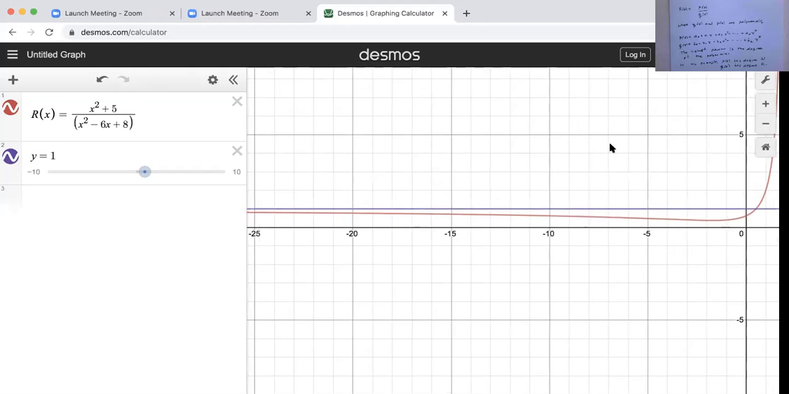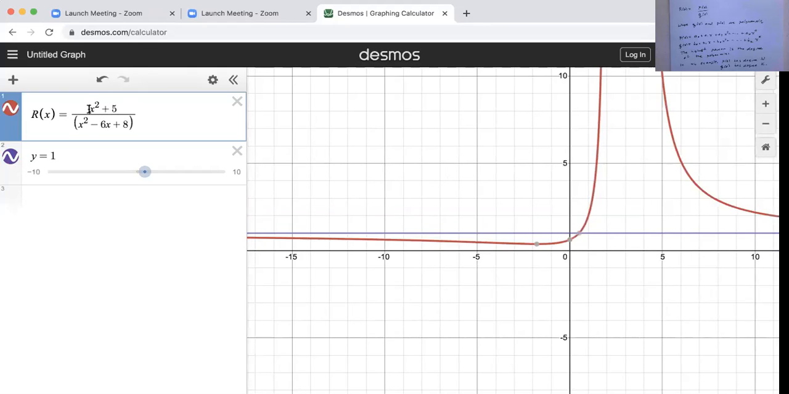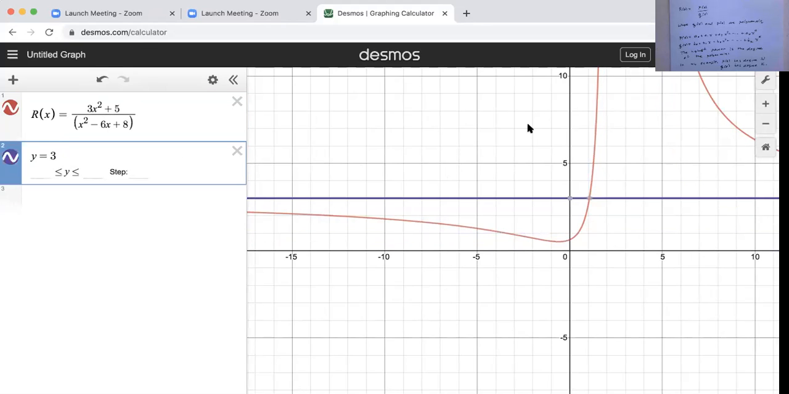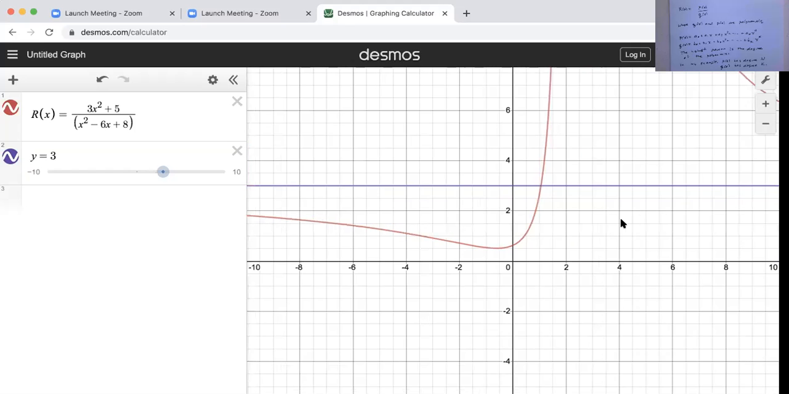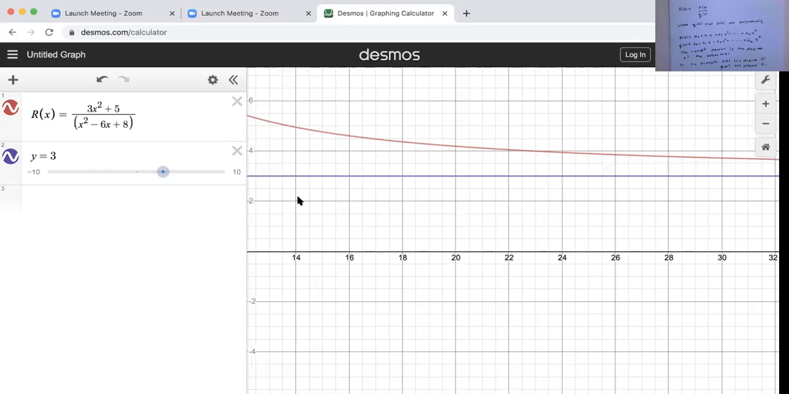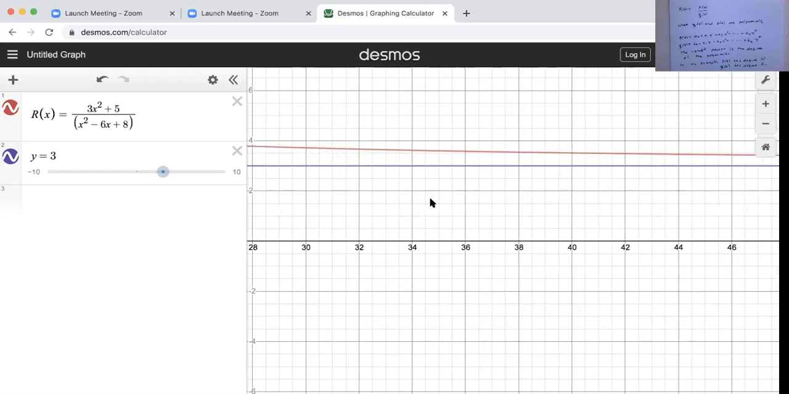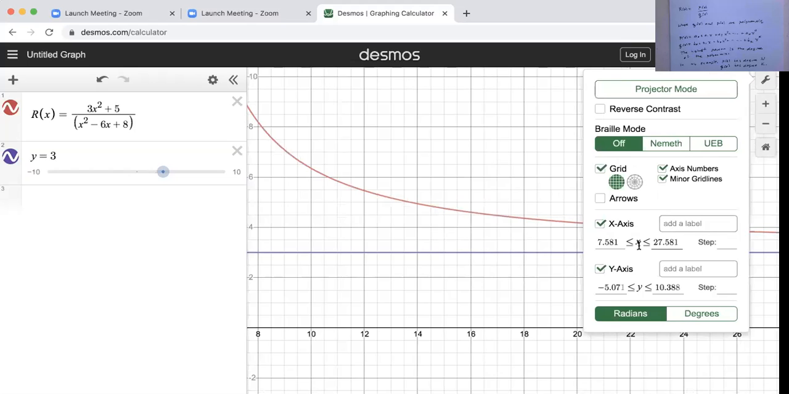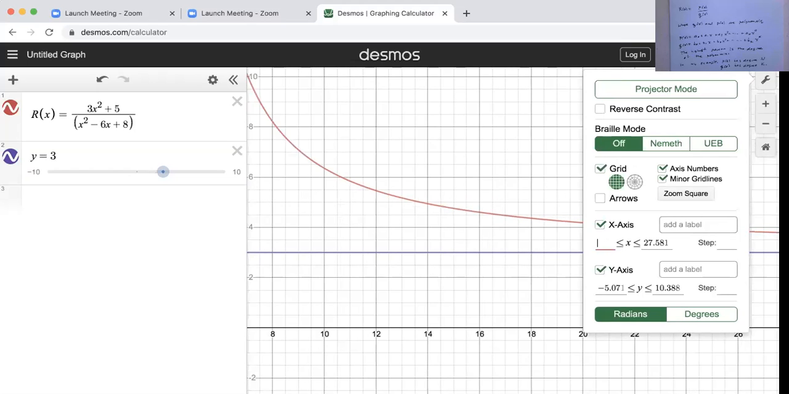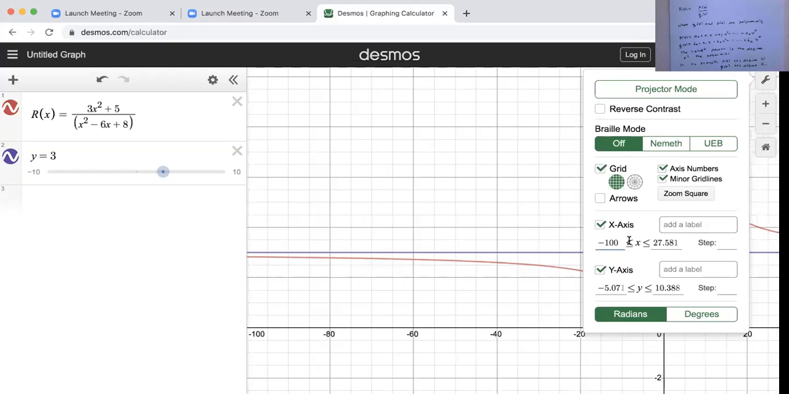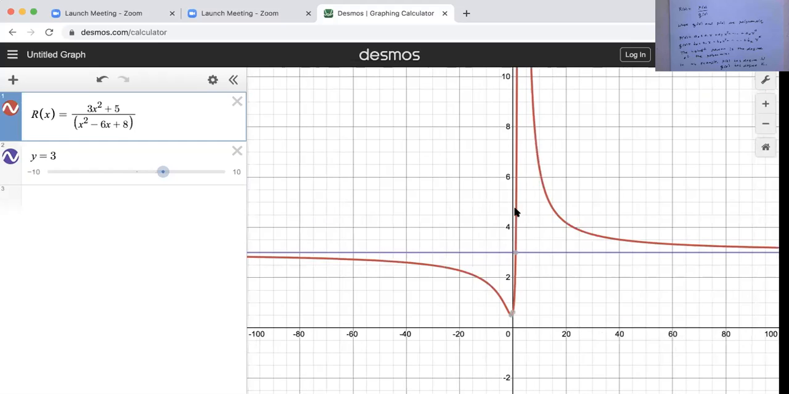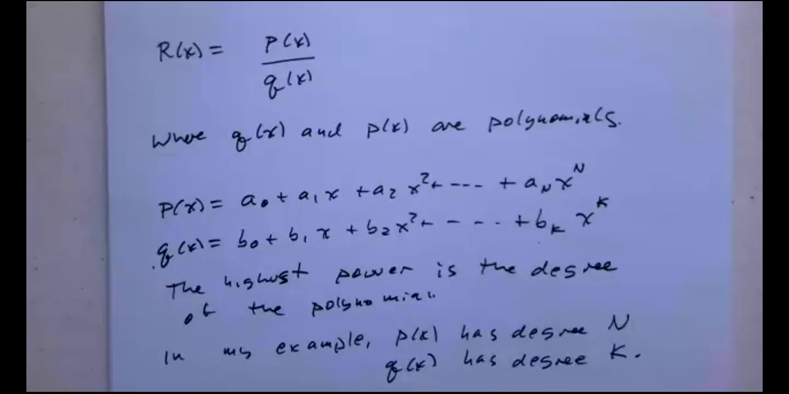Eventually the graph gets closer and closer to 1. If I have a 3, right, 3x squared over 1x squared, and y equals 3 is my horizontal asymptote. Again, a little difficult to see. But you can see as you move out, the graph gets closer and closer and closer to 3. I can, of course, change this to maybe negative 100 to 100. And you'll see that the value 3 here, indeed, is the long-term behavior of that function.